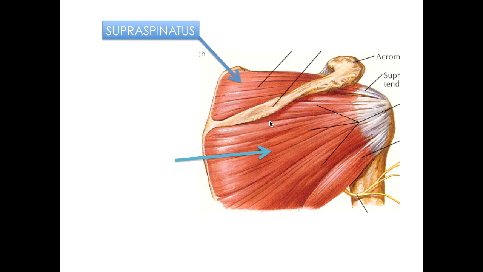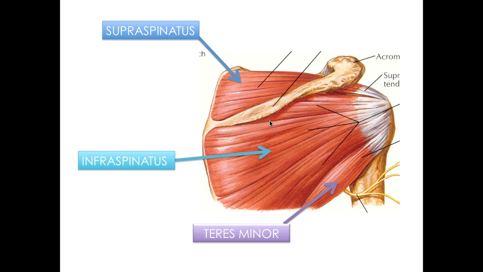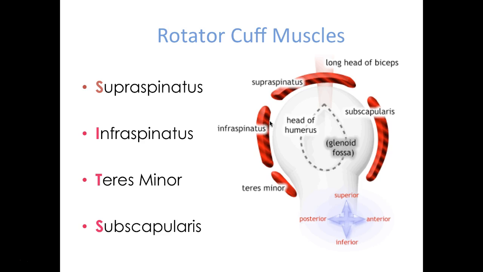If you said infraspinatus, you are correct. This muscle here? If you said teres minor, you are correct. And this is just a little bit different view of our rotator cuff muscles. It is a lateral view, so you can really see how each of these rotator cuff muscles are rotated around the head of the humerus, or your shoulder joint.